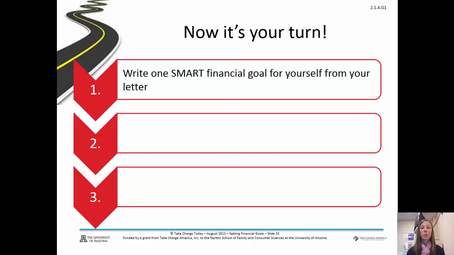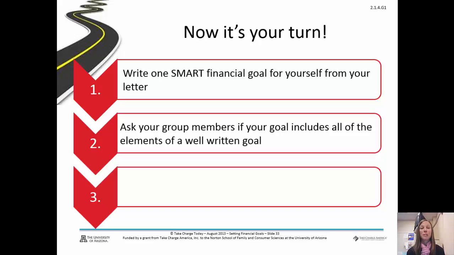So now it's your turn. You will need to write one SMART financial goal for yourself, and not necessarily from your letter, but just a SMART goal. And we will not be doing the ask your group members if the goal includes all the elements, but you need to think about it. You can always ask someone else, and then edit your goal as necessary. You will be turning in your SMART financial goal to Moodle.